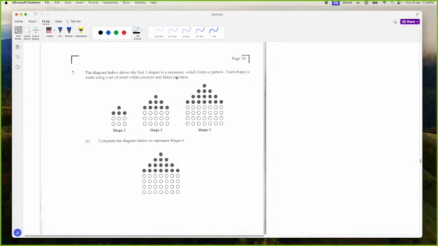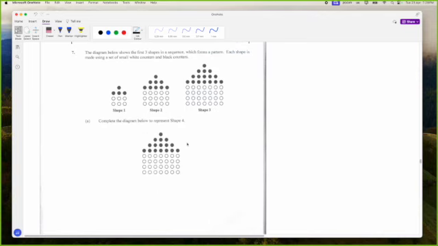Shows the first 3 shapes in the sequence, which forms a pattern. Each shape is made using a set of small white counters and black counters. I can see that. Complete the diagram below to represent shape 4. So I can see here, this is 3. This is the 3 here. And then they add on an x2. So the bottom, they add on an x2 on either side. So it'll give you 5.